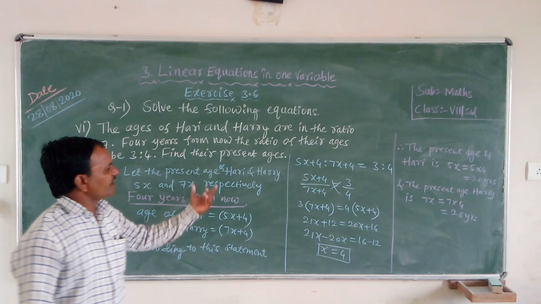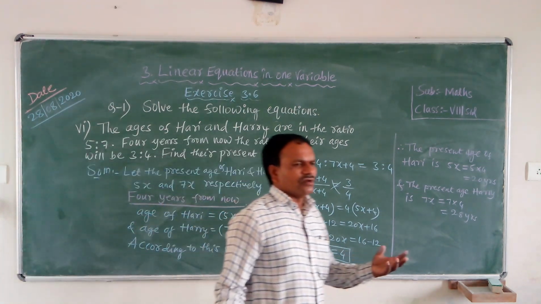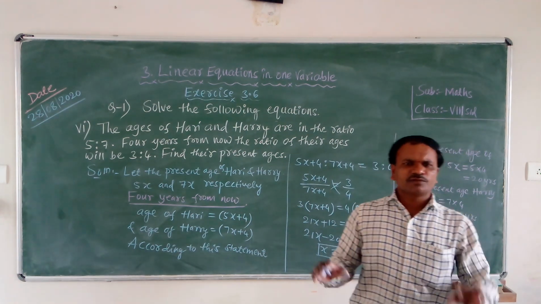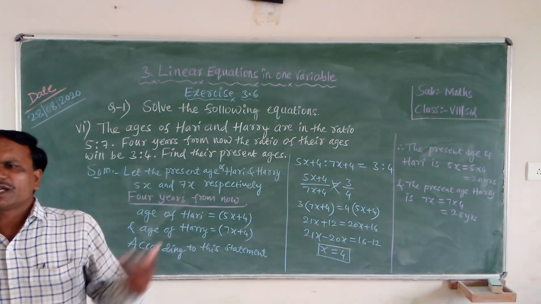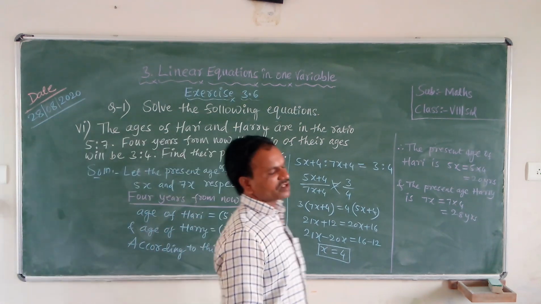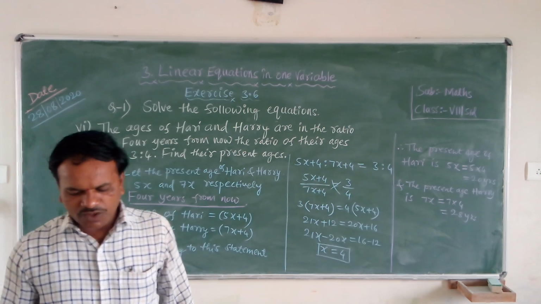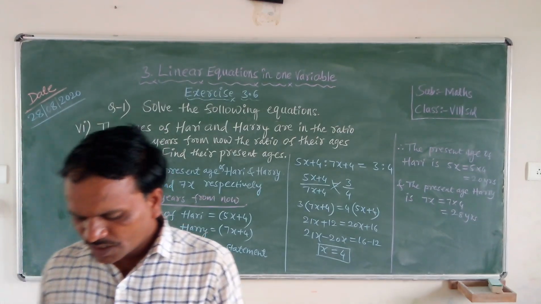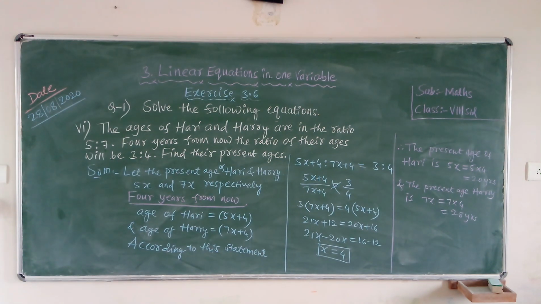So like this we have to find the ages of Hari and Harry. We will take it in your homework also, both names, like this we take the ratios, how to find out, and the answer will come. Like this all the equations. Now the next question is there, the last question. How to solve the numerator and denominator, how to do it, I will explain this one method.